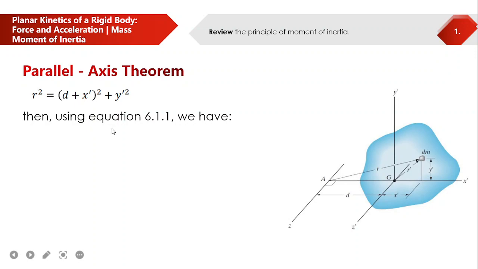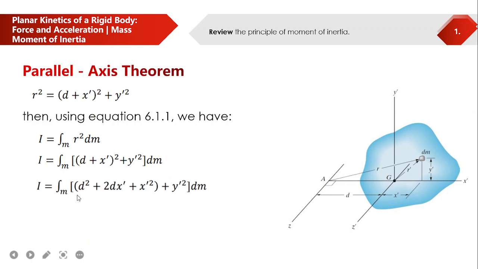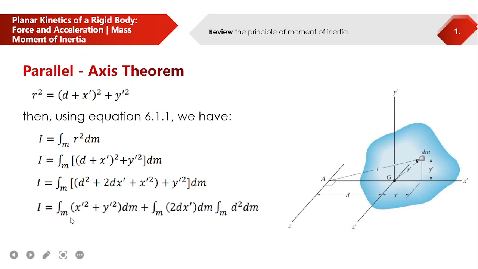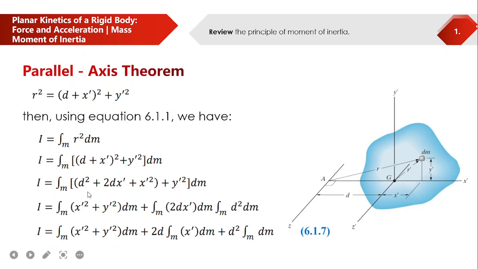Then using equation 6.1.1, we have I equals the integral of r squared dm over the whole mass. So we substitute the value of our r squared. That will be the integral of d plus x prime squared plus y prime squared dm. Expand it: d squared plus 2dx prime plus x prime squared, plus y prime squared. Then distribute each term in our integral.